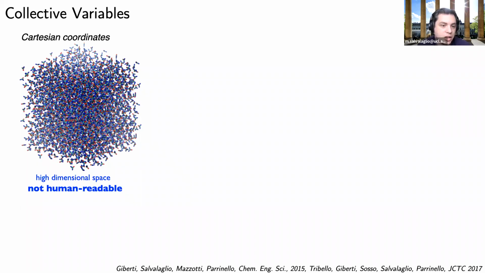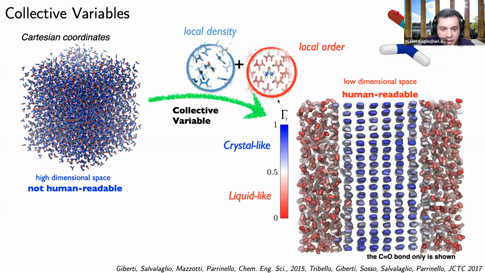In order to do that, I'd like to use an example that comes from investigating the nucleation of urea within its melt. So if we look at a liquid phase constituted of urea molecules, actually this is a complicated system. In Cartesian coordinates, we cannot really tell whether there is any ordered domain within this system. And essentially, we are looking at a system that is inherently high dimensional and not human readable. So what we can do is define functions that are based on the local density and local order of the molecular environment in which individual urea molecules are embedded.